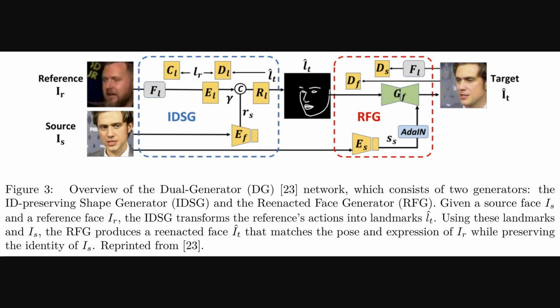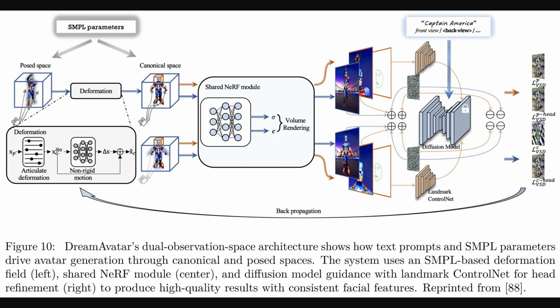Alright, so this figure on page 9, figure 3, gives us a concrete example of one of these advanced models in action, specifically for facial reenactment. It shows a dual generator network. You can see it takes a reference face and a source face as input. The system then transfers the expression and pose from the reference to the source, while, crucially, preserving the source's identity. Pretty neat stuff.